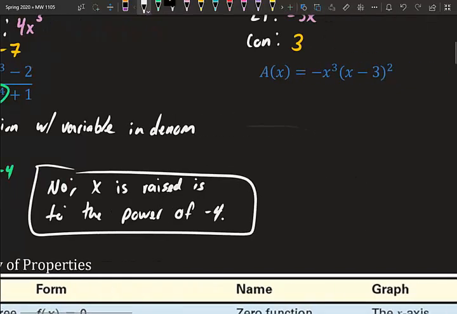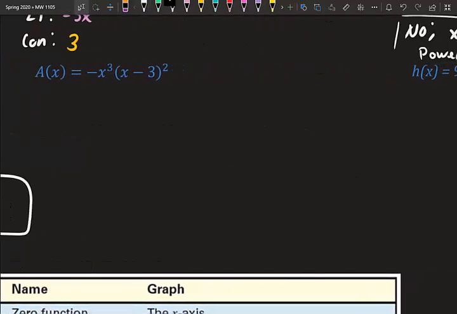All right. So, is this a polynomial? Absolutely it is. Why? There are no fractions whatsoever, and there's no radical. Doesn't matter what it looks like. As long as those two things are not there, it is a polynomial.